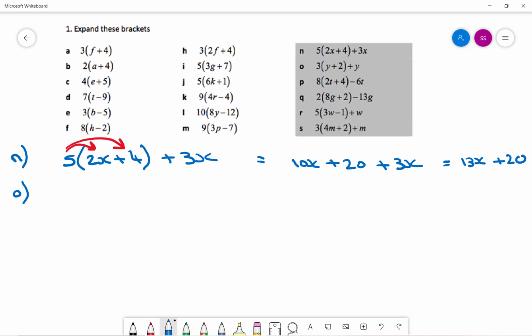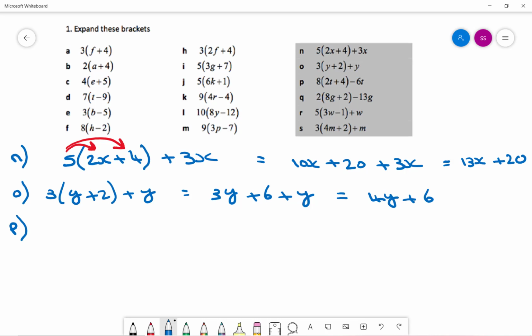Okay, so all the others now are very similar. So next one, 3y plus 2 plus y. We follow the same idea. This is going to be 3 times y is 3y, 3 times 2 is plus 6, and plus the y on the end. Now group the y's. 3y plus y is 4y plus 6.